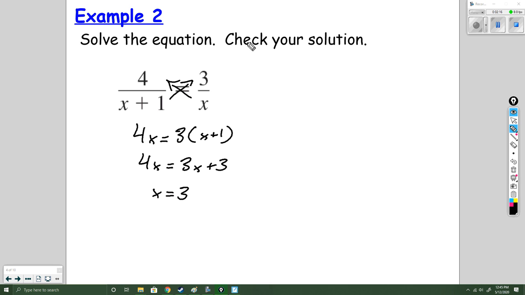All right, and to check our solution, we just plug it back in. So plug 3 back in where you see x. You'd have 3 plus 1, which is 4. And obviously 4/4 equals 3/3. They're both 1.